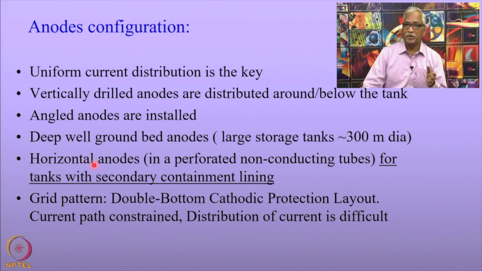The horizontal anodes are also kept where it is not possible to have deep well ground bed anodes, and for tanks with secondary containment linings it can be possible to do that. And deep grid patterns, the anodes of grid patterns, are also used where double bottom cathodic protection layouts are required, and the only problem here is the current paths are constrained. So, the current distribution is very difficult.